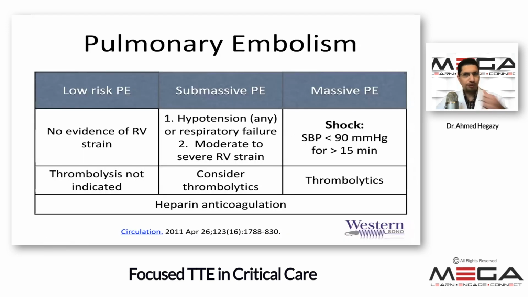Just a quick review of the types of pulmonary embolism. There are three types of pulmonary embolism for clinical purposes. If you have somebody presenting in shock, like this lady, for example, she presented in a cardiac arrest, or if they present in shock, as defined by systolic blood pressure of less than 90 for more than 15 minutes, this by definition is shock. Then this patient has a massive pulmonary embolism.